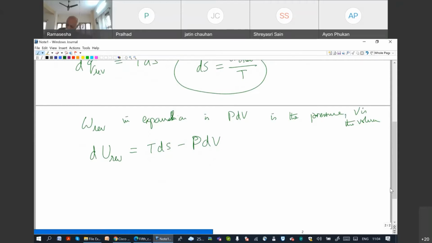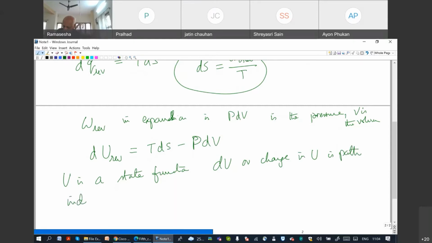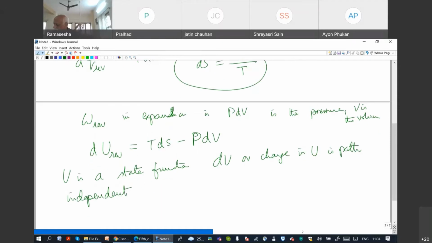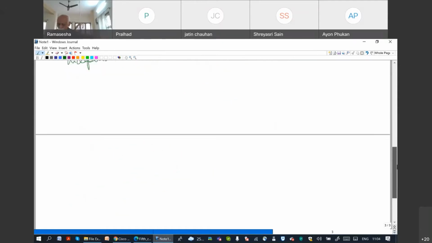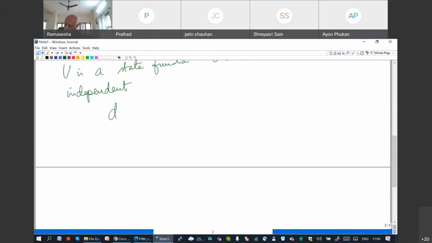No, because U is a state function. dU, or change in U, is path independent. So if it is path independent, then I can in general write dU is equal to TdS minus PdV. Okay. Now, U is a state function.